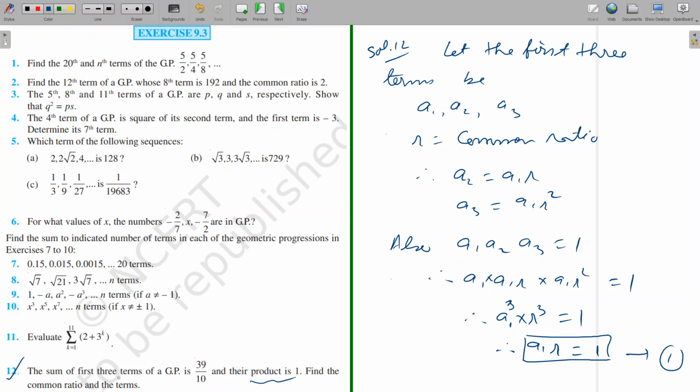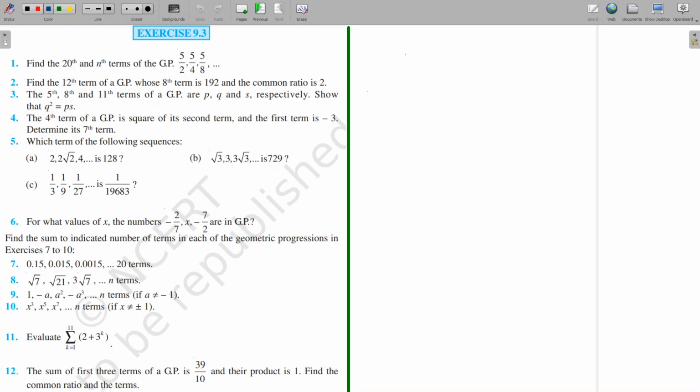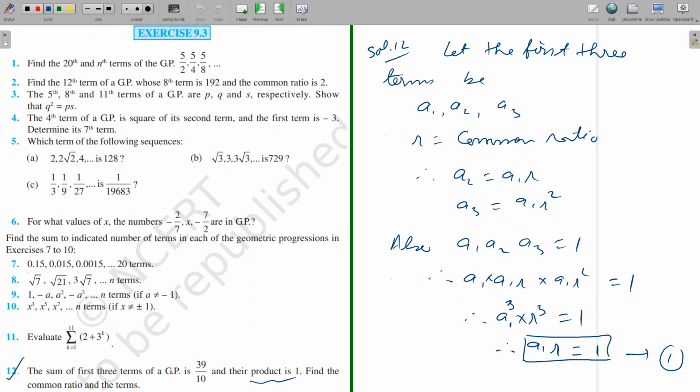And now what other thing is given to us? That is, the sum of the first three terms of the GP is 39 by 10. So A1 plus A2 plus A3 equal to 39 by 10. Therefore A1 plus A2, which is A1R, plus A3, which is A1R square, equal to 39 by 10. So now already from the earlier page, we have got A1R as 1, so we'll put A1R as 1.